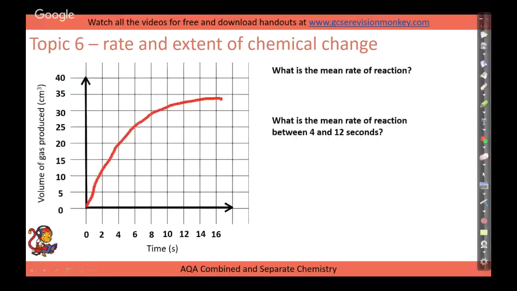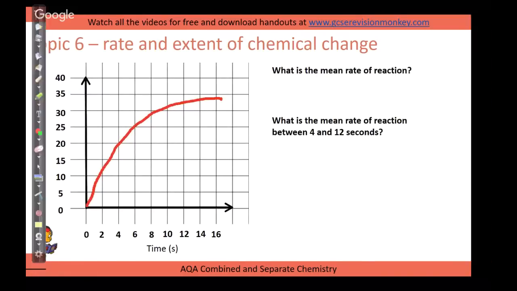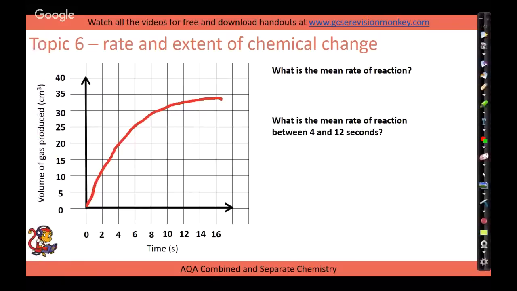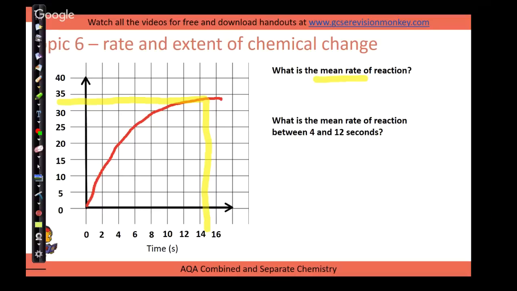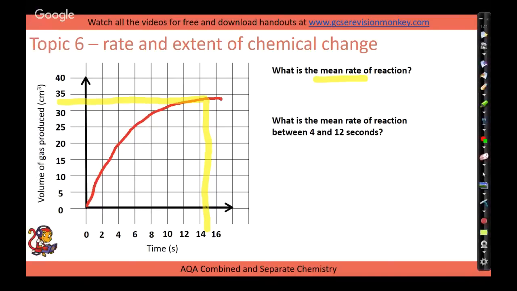Still on topic 6, rate of reaction. You might be asked to draw a graph for rate of reaction using data provided, or you might be asked to calculate something from it. For example, what is the mean rate of reaction? You need to look at where the reaction stops, about this point here where it starts to flatten out. On your graph you would draw a straight line going across and a line going down. Let's say, though my graph's not very accurate, that this here was 15 seconds for the reaction to stop.